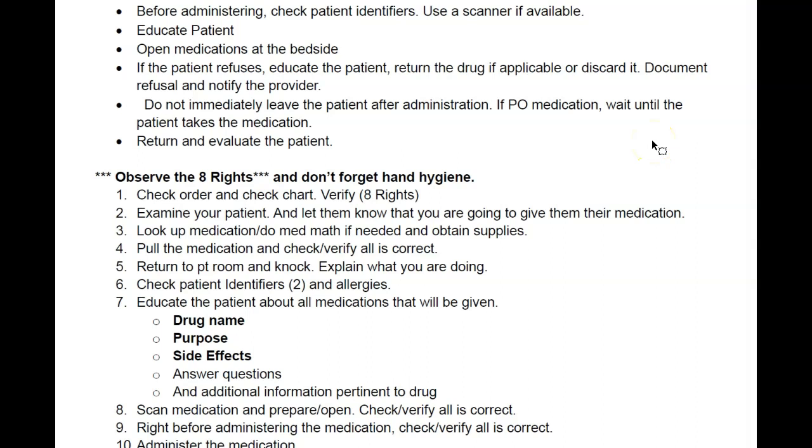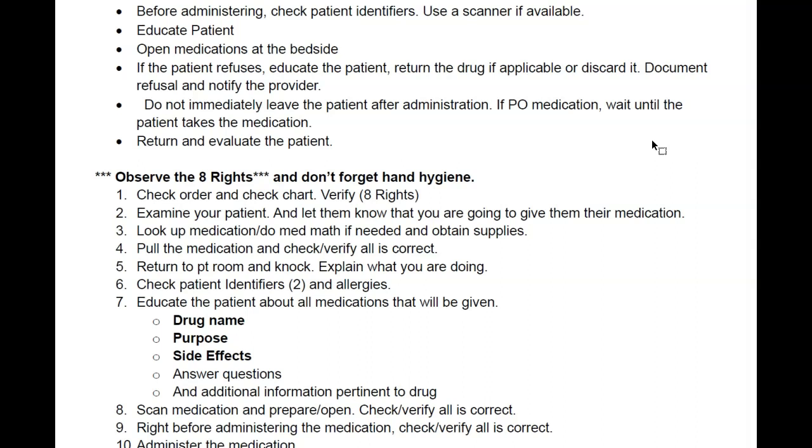If you don't have access to the Pyxis or Omnicell, have your nurse or your nursing instructor help you with that. And then once you gathered everything, your supply, your medication, you talk about the medication with your instructor. Then you go back to the patient room, make sure you knock and explain what you're doing. As you're doing it, you can start talking to your patient. Okay, this medication, this is for this purpose, and so on. Anyhow, explain what you're doing to your patient.